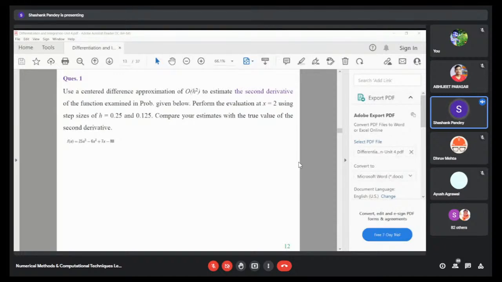Okay, so who has got the answer? Write your answer in the chat box. You calculate this double second derivative using this central difference approximation scheme at x is equal to 2, using two different step sizes, h is equal to 0.25 and h is equal to 0.125.